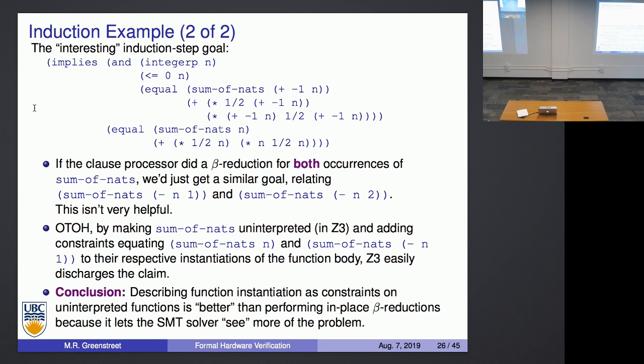Next question then: when you send this to Z3, how do you know what facts to give it? Oh, right. How do I know what facts to give it? Oh, fantastic question as well.